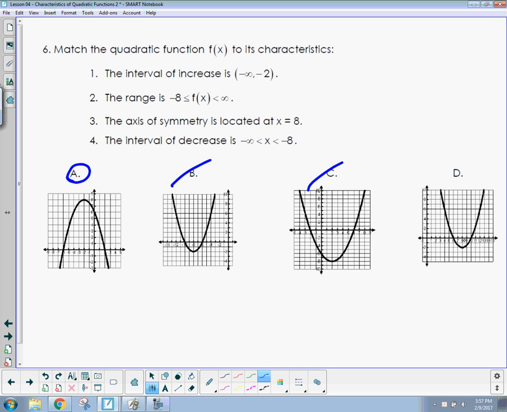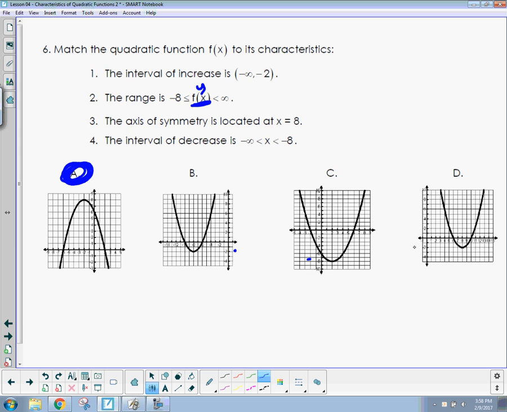Let me erase these so we can go back to our process of elimination. The range is f of x greater than negative 8, but again, that's the y. Remember, this whole thing is y from coordinate algebra. So the range is negative 8 to infinity. That sounds like it's opening upward. So, okay, they're all opening upward. Look at this one, this one's at negative 2. This is at negative 8. And this is at negative 2. This is at negative 8, so it must be C.